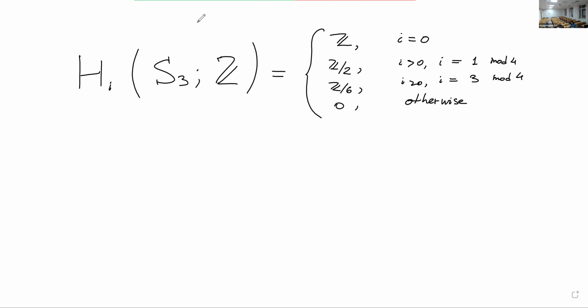Let's try to understand. Well, there's just one normal subgroup, one interesting normal subgroup, and we have this extension. Okay. Right.